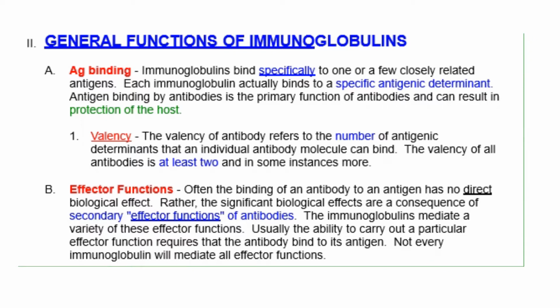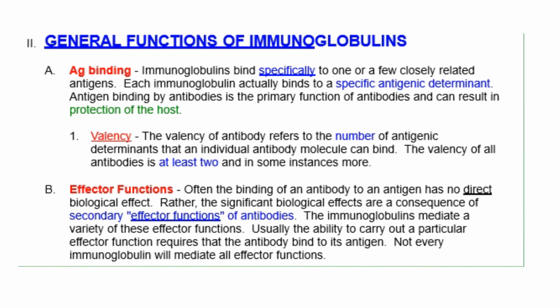So, the binding of antigen to their antibodies triggers the effector functions of the immunoglobulins. So what are the effector functions? It could be fixation of the complement system, and the result is lysis of the cells and release of the biologically active molecules, as we saw in the previous lecture.